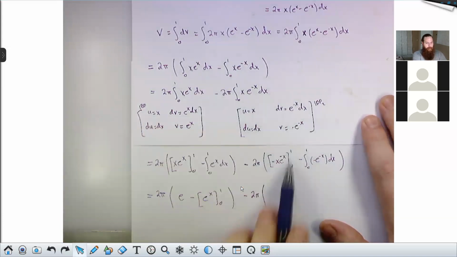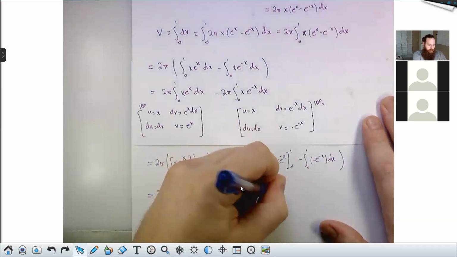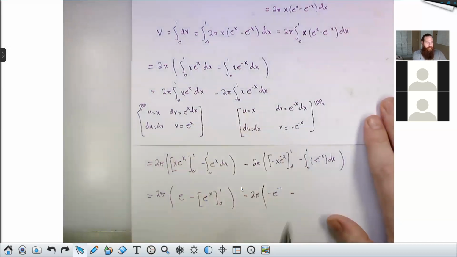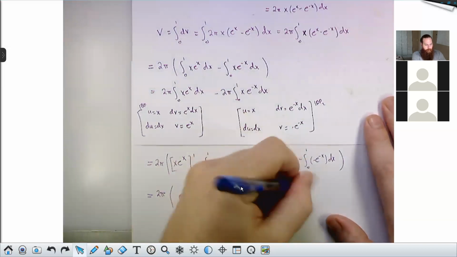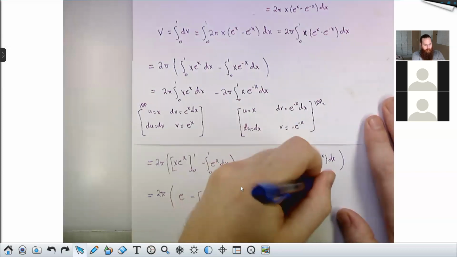Something similar happens when I do the evaluation here. If I plug in 1, I'll get negative e to the negative 1. If I plug in 0, I'll get negative 0 e to the 0. And again, that 0 guy contributes nothing, I only get something when I plug in 1. So negative 1 e to the negative 1, or I'll write it like that for now, why not? And then minus. Here I've got 2 minuses, that'll make a plus. But then when I integrate, I'll get a third minus. So it really is going to be minus e to the negative x here from 0 to 1.